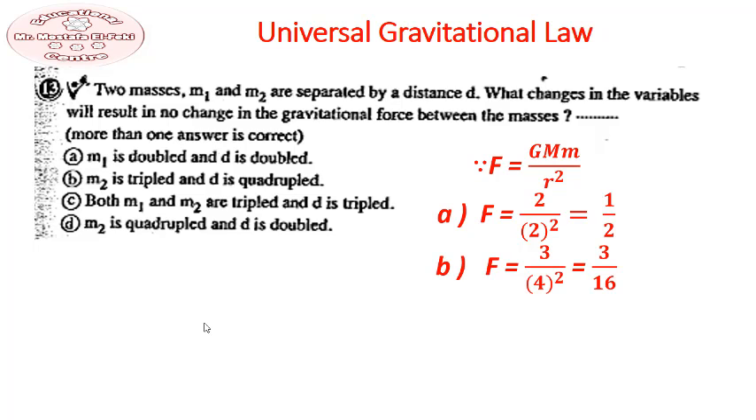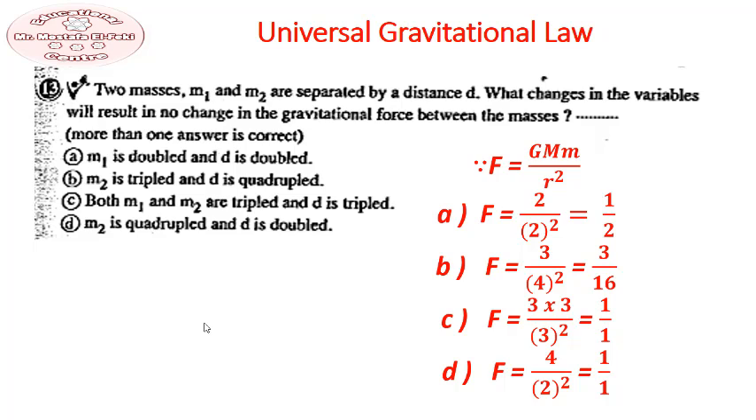The second choice: if the mass is tripled and the d is quadrupled, this means that F equals 3 divided by 4 to the power of 2, which equals 3 over 16. If both M1 and M2 are tripled and the d is tripled, then 3 times 3 divided by 3 to the power of 2 equals 1 over 1, that is equal to 1. This is the correct answer.